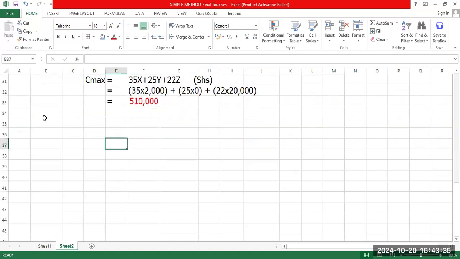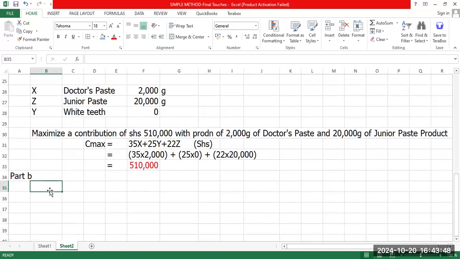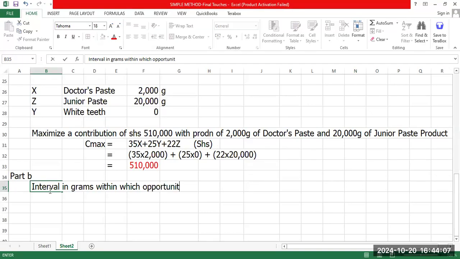Okay, so that is part A. Then part B is to actually come up with the interval, the range, in grams within which opportunity costs apply for each scarce resource.